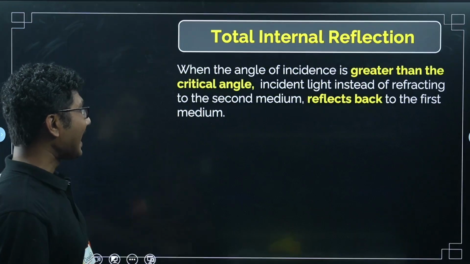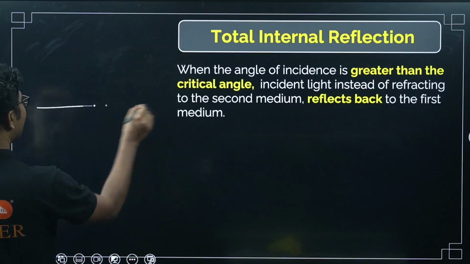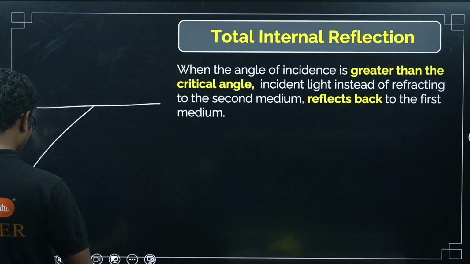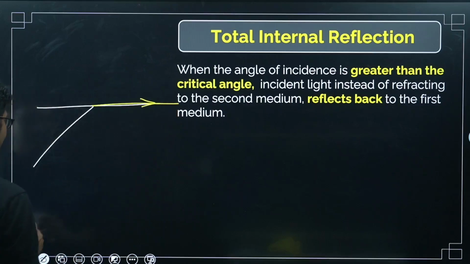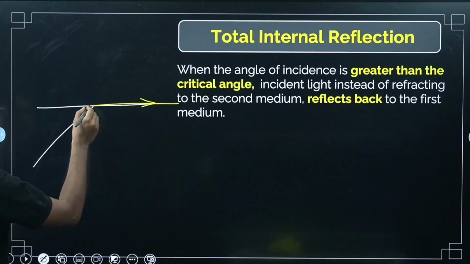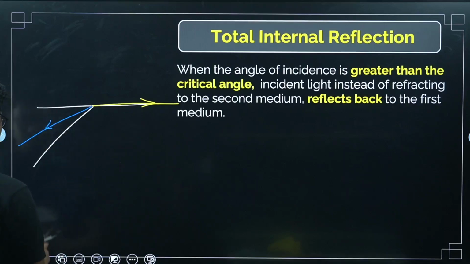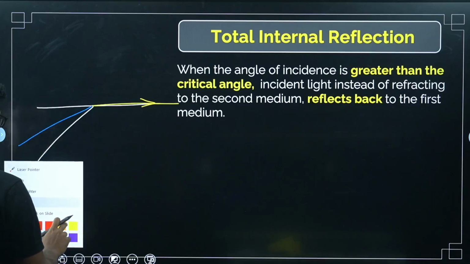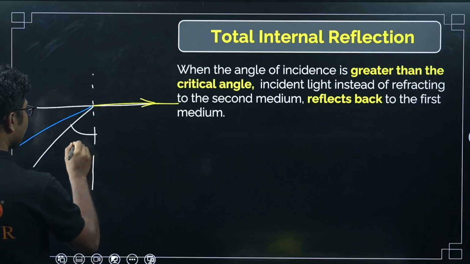Now when the angle of incidence is greater than the critical angle, what we have learned is that a light ray is traveling from one medium to another medium. At some angle of incidence, the light ray is passing along the line, right? Now what will happen if we further increase the angle of incidence? I have increased the angle of incidence to more than the critical angle. So this was the critical angle, I see.